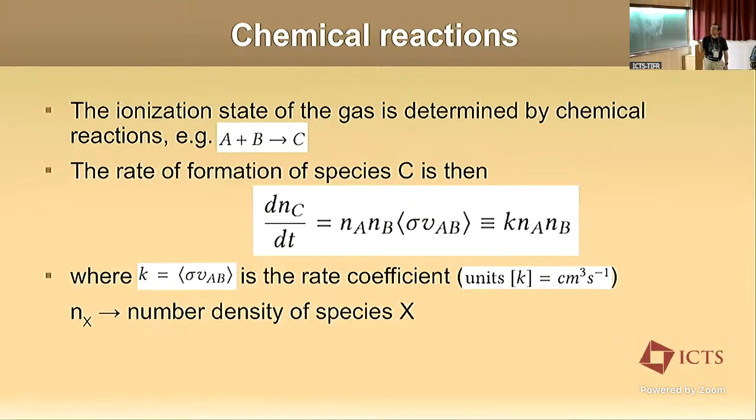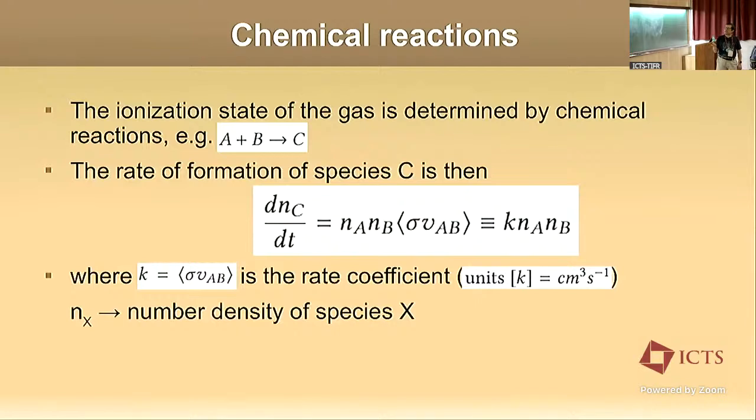If you have this kind of reaction, then you can describe it as the rate of the number density change of the new species over time is the number density of species A, number density of species B, and then some kind of velocity averaged cross section, which we call the rate coefficient. So why do we have number density of A and B? It is because an atom of A needs to meet an atom of B in order to create C, right? So it should be proportional to number density of both A and B because it's a two-body reaction.